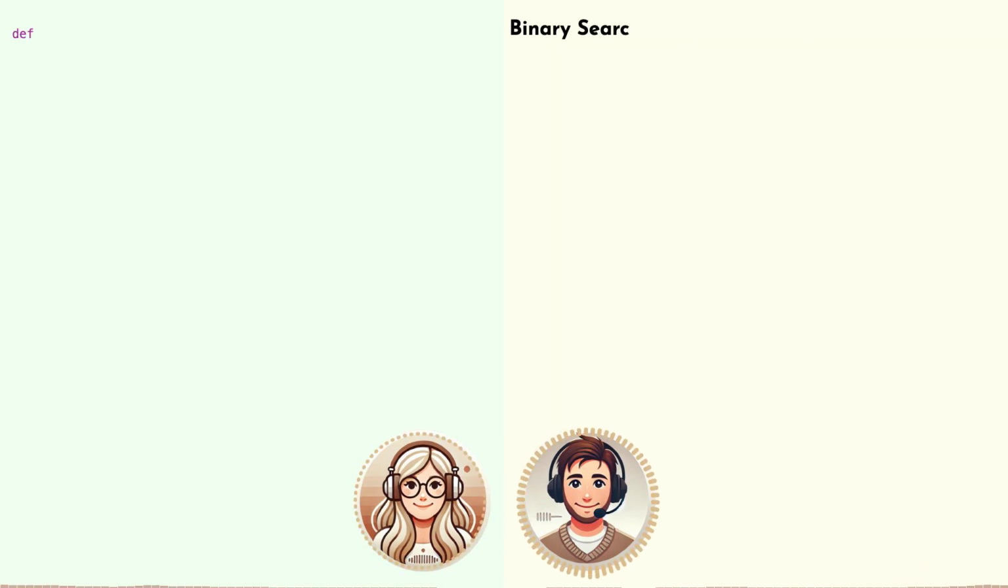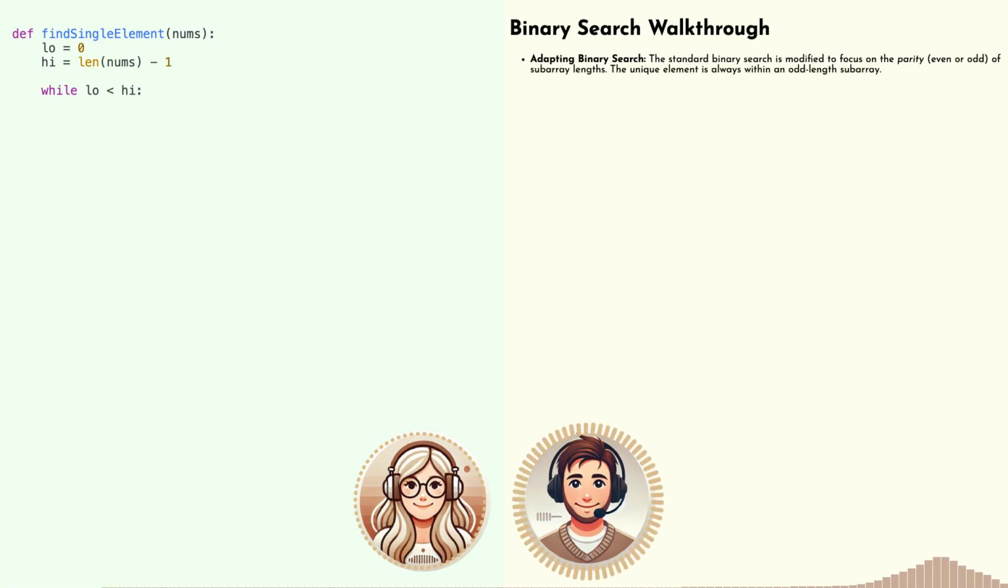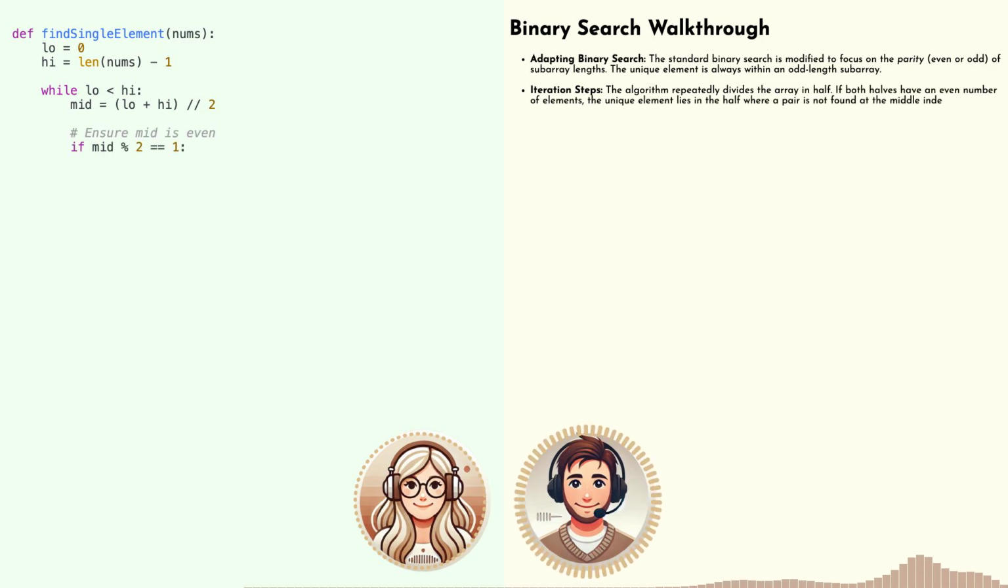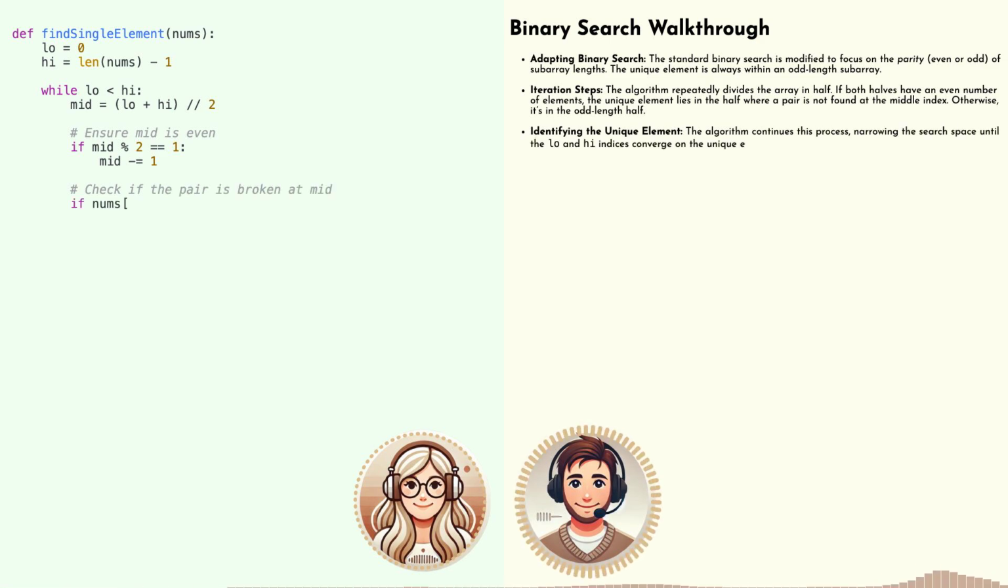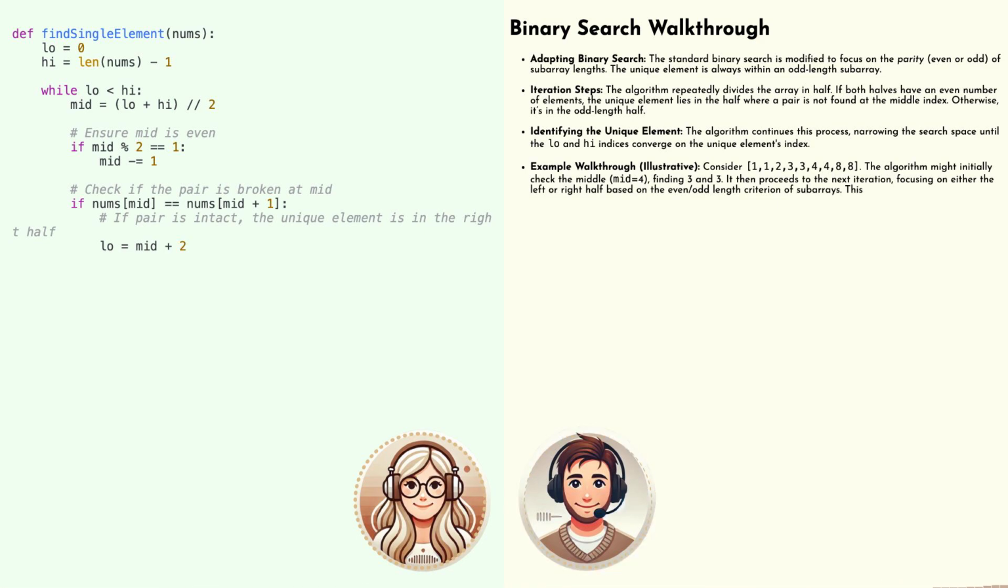Let's do it. Okay, so let's say our sorted array is 1, 1, 4, 4, 5, 5, 6, 6, 8, 9, 9. And remember, our goal is to find that unique element, the one that doesn't have a twin. In this case, it's the number 8. All right, so let's walk through our binary search algorithm step by step using this example. Sounds good. Where do we begin?